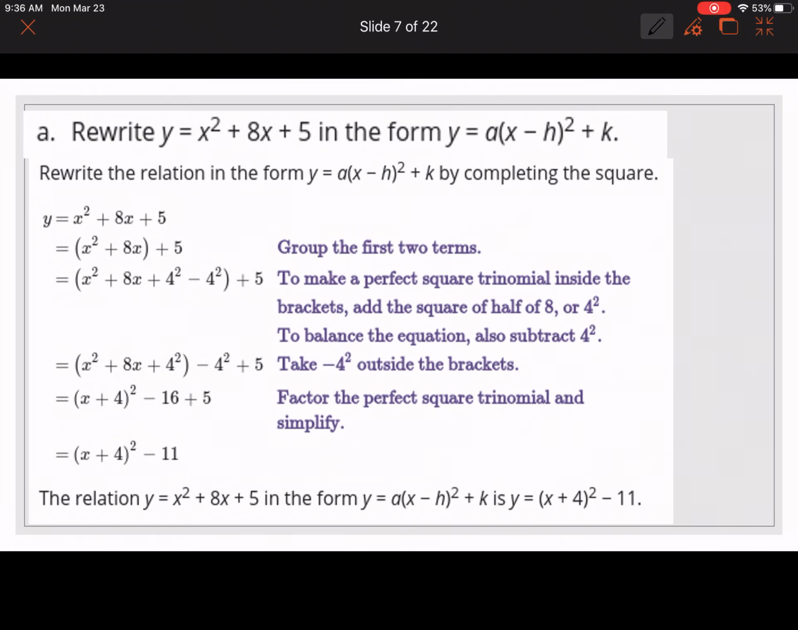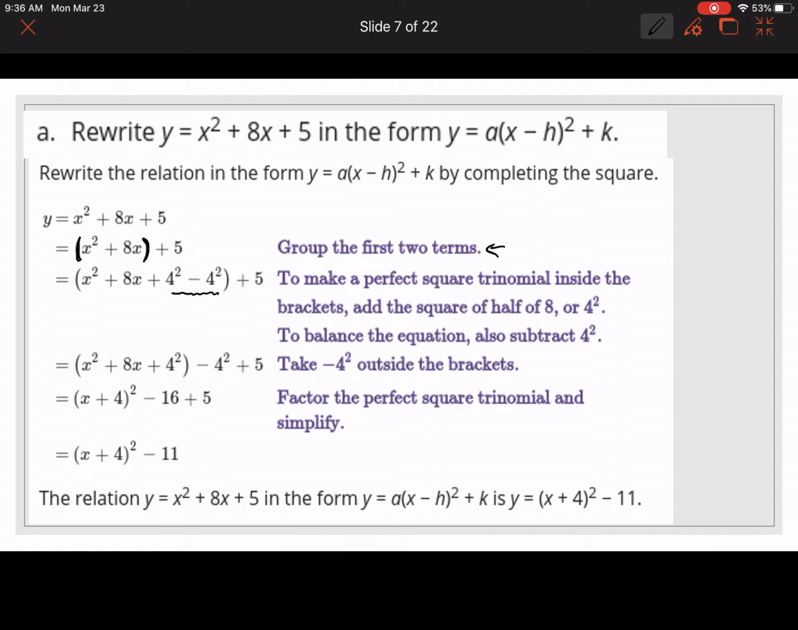So a textbook writes it like this. Again, same steps, but they do it a little bit differently. So rewrite the relation in the form y equals a times x minus h all squared plus k by completing the square. Again, put brackets around a and b. Group the first two terms, is how they put it. To make a perfect square trinomial inside the brackets, add the square of half of 8, which is 4 squared. To balance the equation, also subtract.